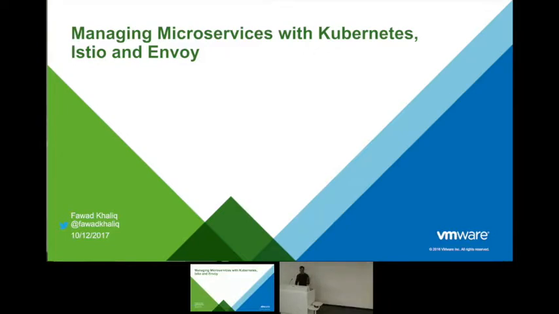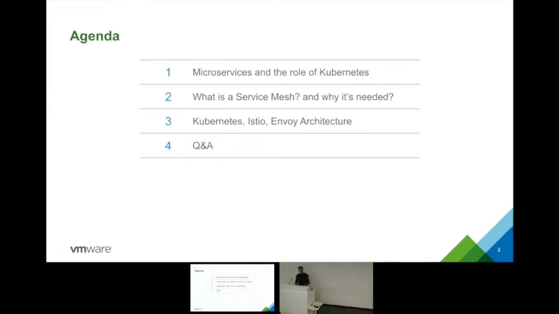Okay, great. I'm Fawad. I work at VMware. I'm an engineer, and I work in this ecosystem. So in this presentation, we'll talk about what are microservices, what's the role of Kubernetes, briefly, and then what is Service Mesh, why do we need it, and then the architecture of Istio Envoy with Kubernetes, a small demo in the end with some use cases.